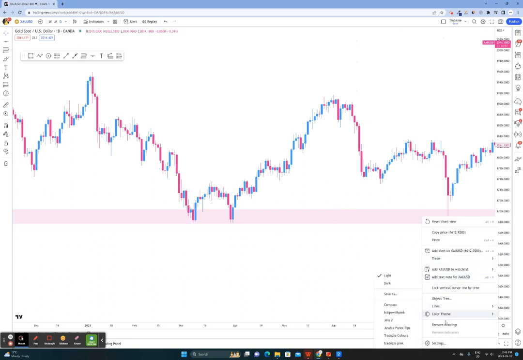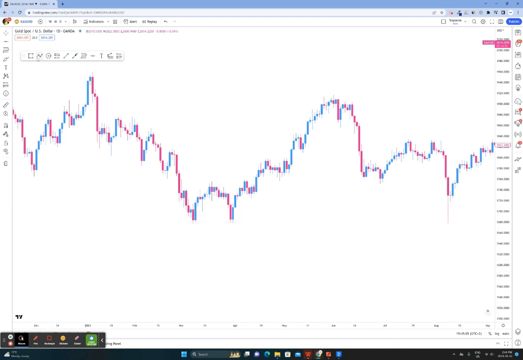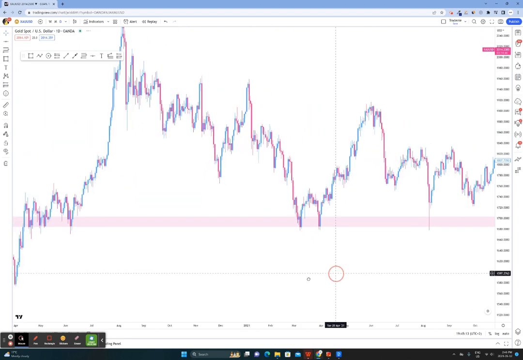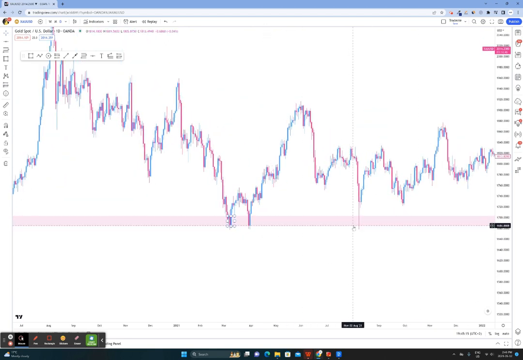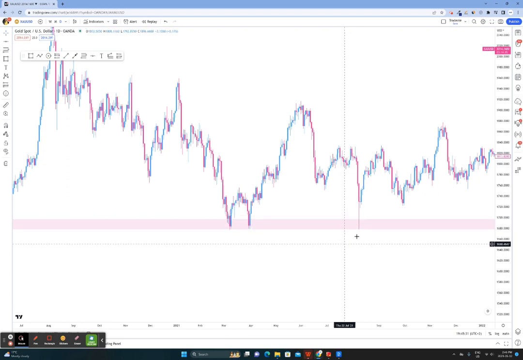Let me remove drawings. Okay. And I'll just draw it in again. So this would be our engulfing candle right here. And I'm going to box in the previous candle body. And because there's a little bit of price action outside of it, I will move it down. And that's how you do it.